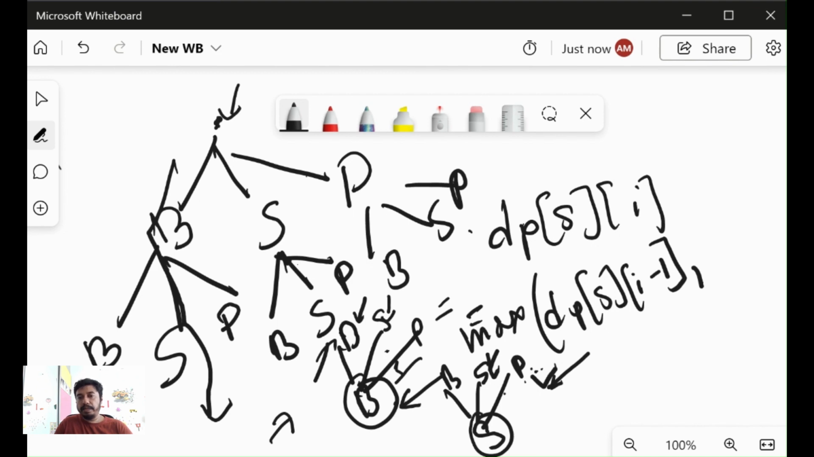So my only possibility that remains is that I have done a buy activity last, from day 0 to i minus 1, and then I'm doing a sell activity on the ith day. So my maximum profit would be dp b till the i minus 1th day plus prices of i.